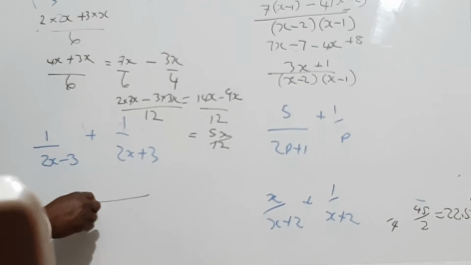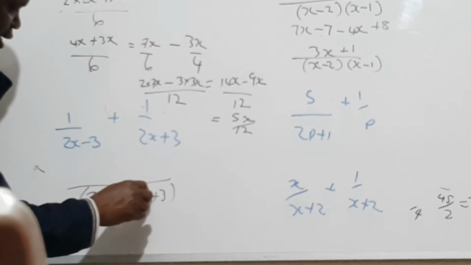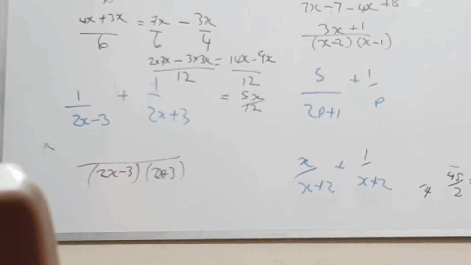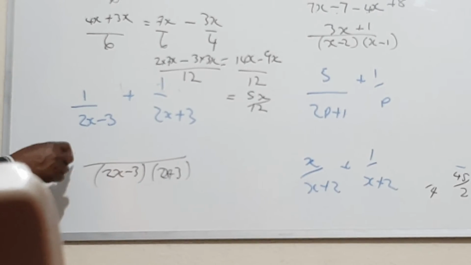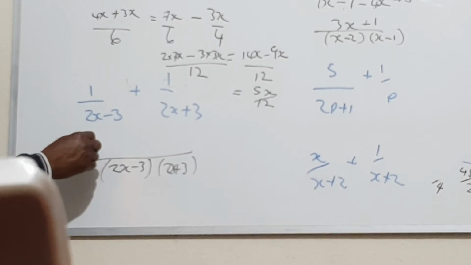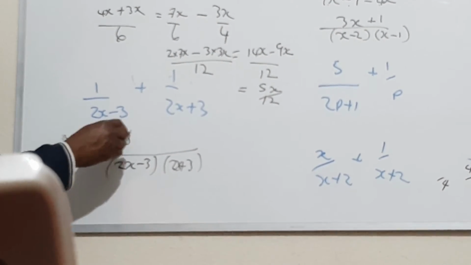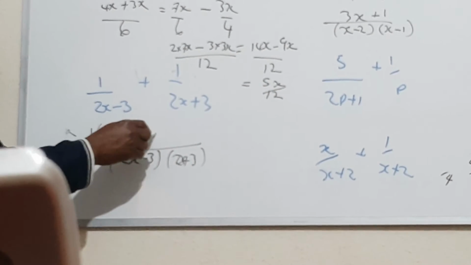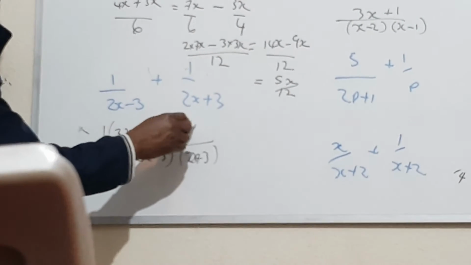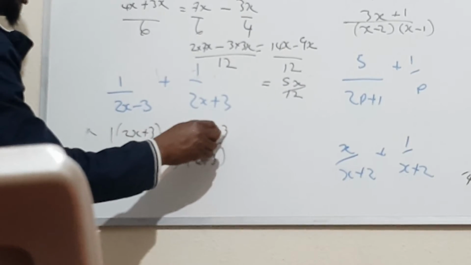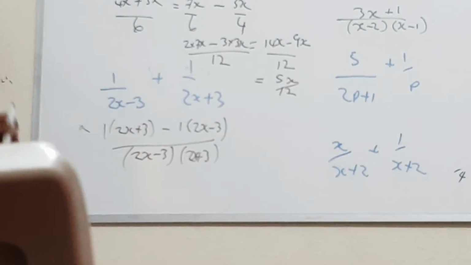Can you go by yourselves? 3 into x plus 3. That is your LCM, yes? That will go that time. So that will be 2x over this is 2x plus 3. The top is 1 plus 1 into 2x minus 3. Yes? This one also the same thing.